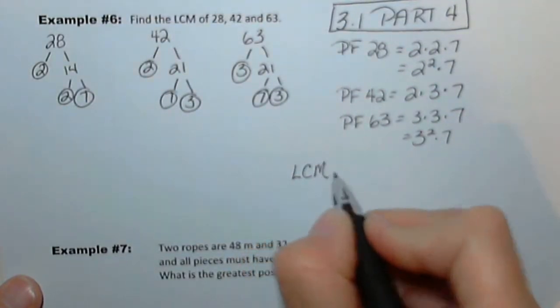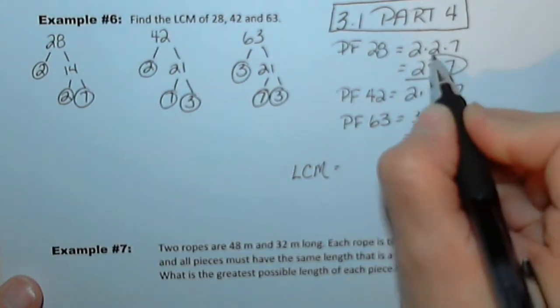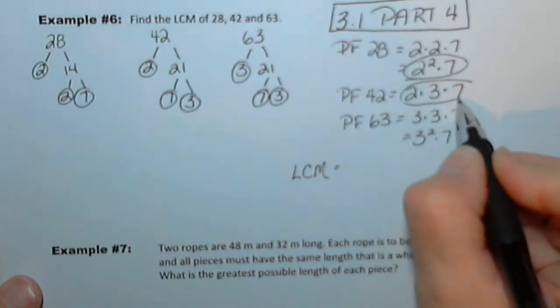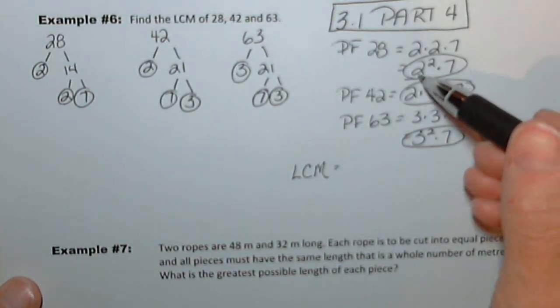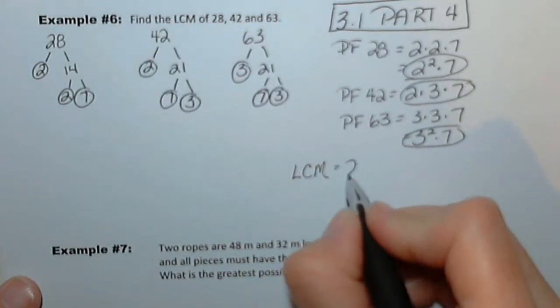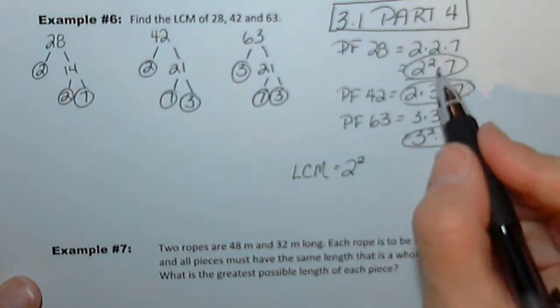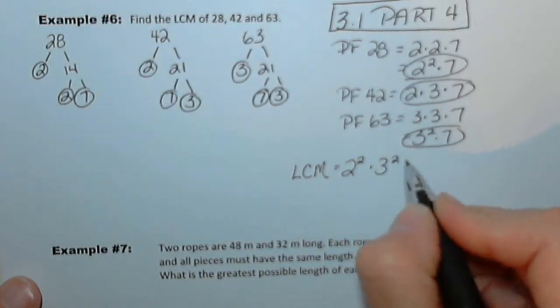Our LCM then, what's it going to have? Well, we're going to compare from this list, and this list, and this list. Do we have a 2? We do. We have a 2 squared here, and a 2 to the power 1 here. We pick the biggest exponent, 2 squared. Do we have a 3? Yeah, a 3 to the 1, and a 3 squared, so I'm going to pick the 3 squared.